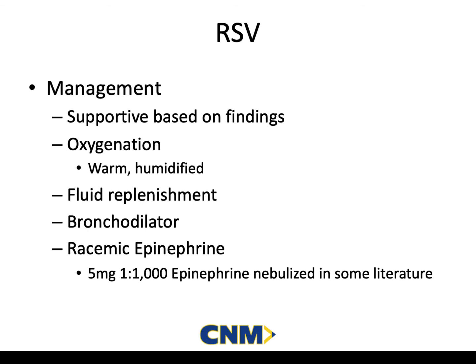Bronchodilators could do very well for these patients, but really it's that racemic epi that can do some good stuff for us. In most literature, they're saying 5 milligrams of 1 to 1,000 epinephrine is nebulized. Most services, specifically out here in New Mexico, do not carry true racemic epi, but you guys can just do regular epi in a nebulizer, 5 milligrams, 1 to 1,000, and nebulize that as fast as you can for these patients, I guess is the best way to put it.